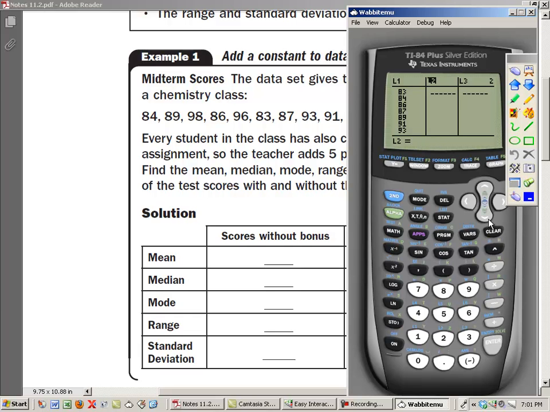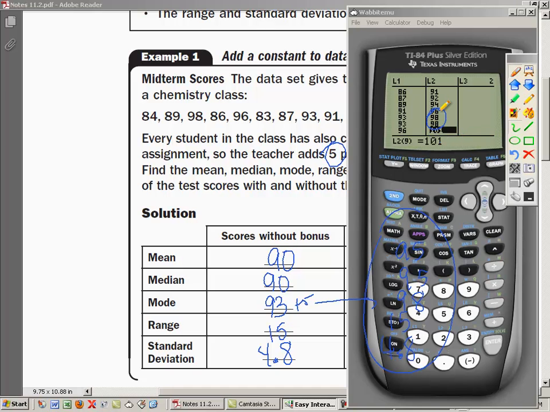So once again, let's do that again. We go up to L2, we go to second, L1, plus 5. So I want list 1 plus 5, and that adds 5 points to all the data values in the first column. As we said before, the mode is 98 now. You can see that 98 is the most frequent occurrence right here.